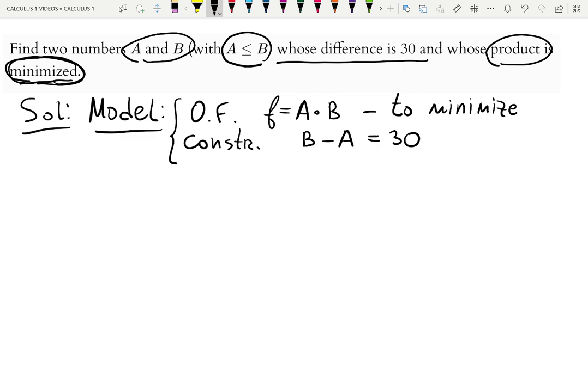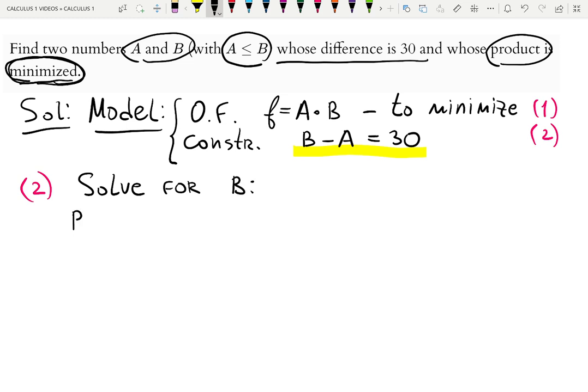Well, let's name first of all equation number 1 and equation number 2. I like doing that. Let's use equation number 2, which are basically constraints or restrictions, to solve for one of the variables. I guess I will choose to solve for b. Okay, in this case, b looks easier. B will be 30 plus a.